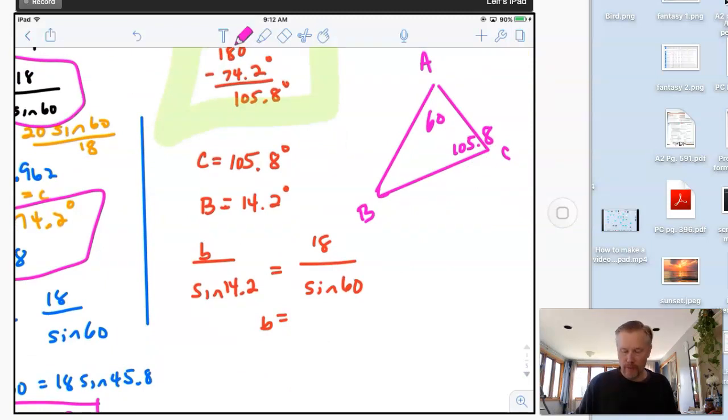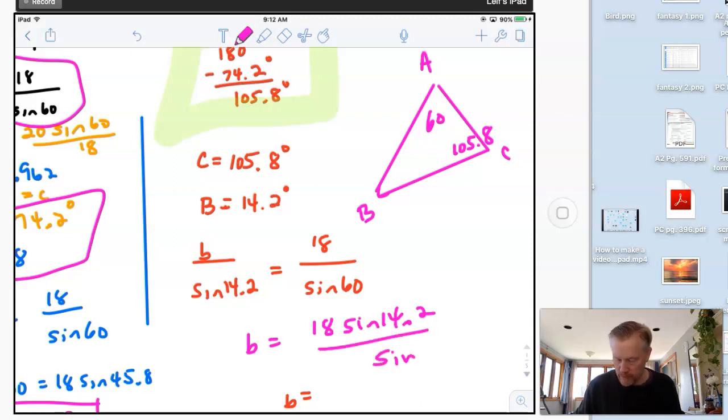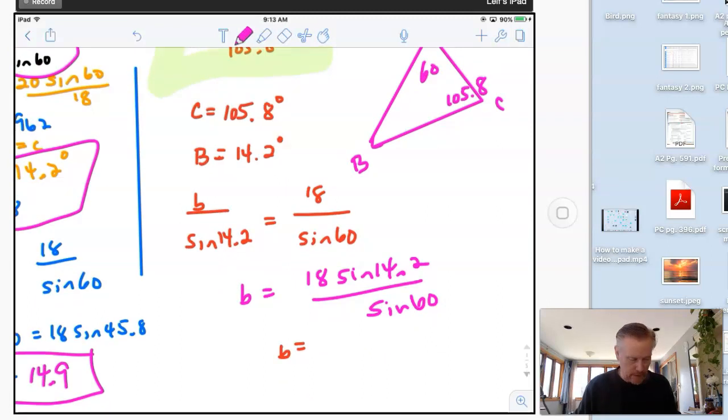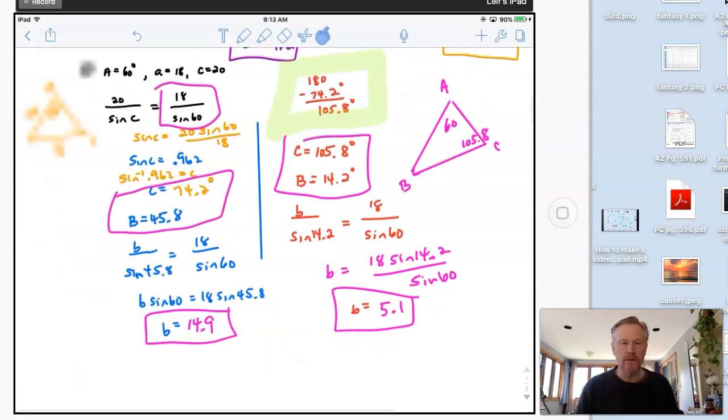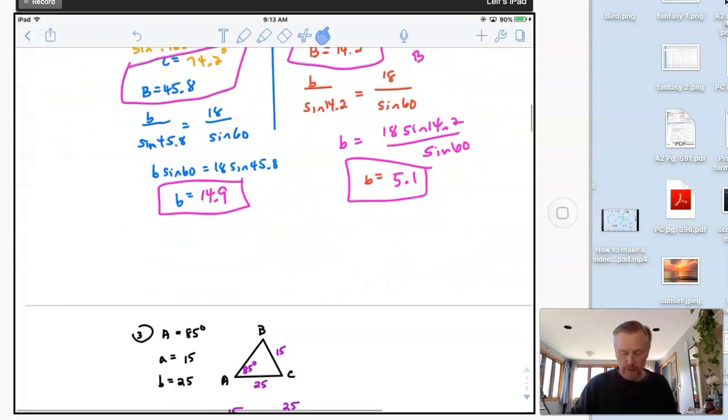And then I can set up my ratio to find out what side B is. And if I do this, B will be 18 times the sine of 14.2 over the sine of 60. And if you punch that into your calculator, you will get a nice round even 5.1-ish. Okay. So there's the values that the other triangle will be. Okay. There's number 2. Here's number 3.